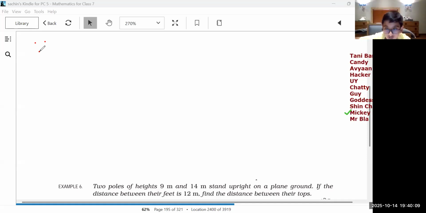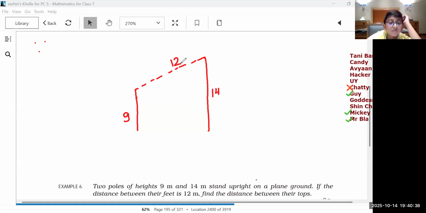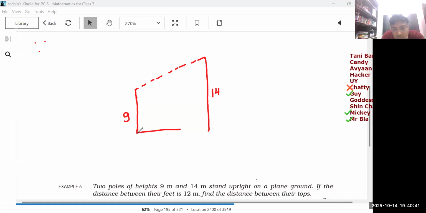How to solve this question? Hello guys, I am explaining the diagram. One pole is 9 and the other is 14. If the distance between their feet is 12, so this is given to us, this is 12, and you have to find the distance between their tops. You have to find the shaded line, this one. This needs to be found.